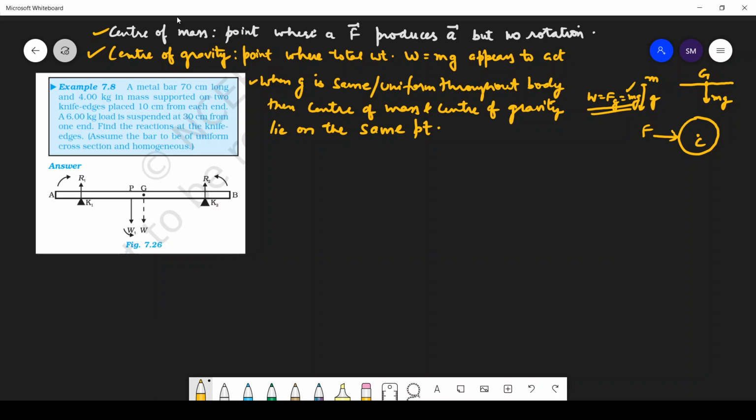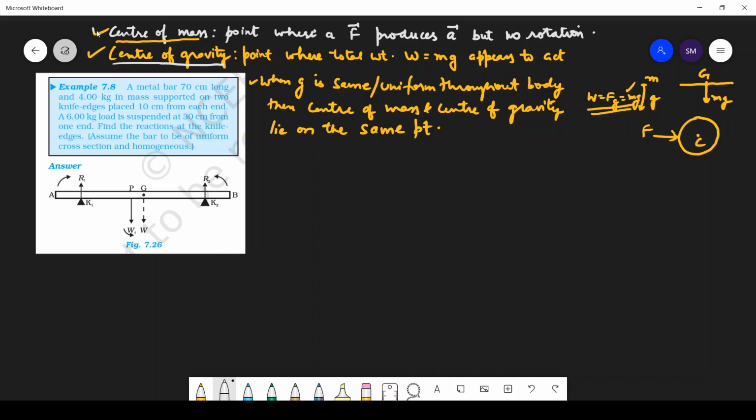We are studying that the center of mass of a body is a point where a force produces acceleration but no rotation due to the force. What is center of gravity? Center of gravity is also a point that lies on the body, where total weight W equals mg.